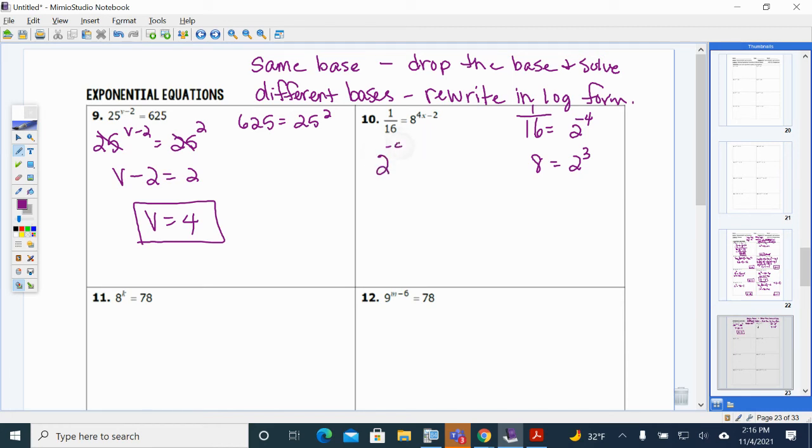So 2 to the negative 4th is equal to 2 to the 3rd, and then we're going to have to multiply that times the 4x minus 2. So now drop your bases because we've made them the same, and our equation says negative 4 equals 3 times 4x minus 2. Again, you can solve that right here in your notes. Pause the video, solve it. You should get x equals 1/6.